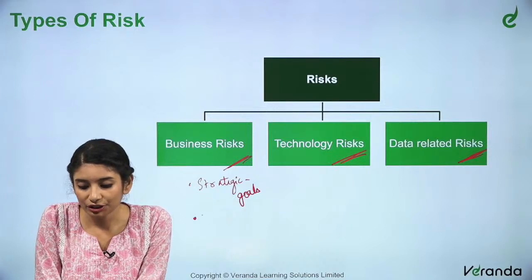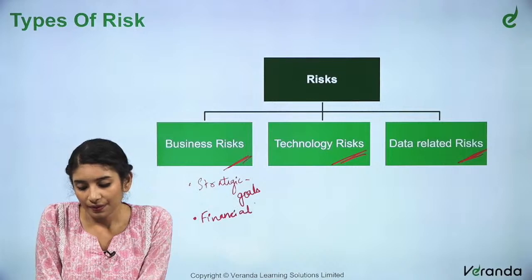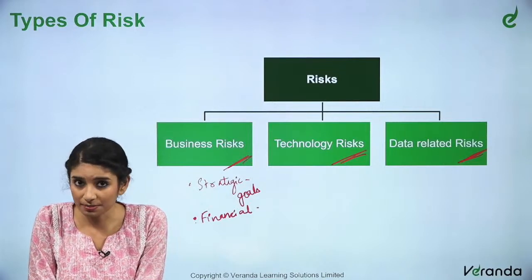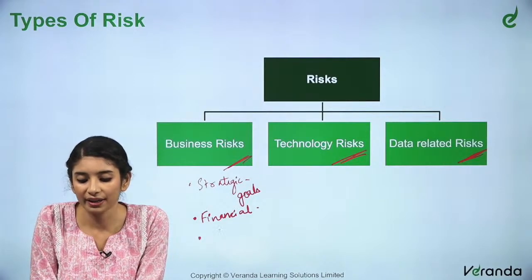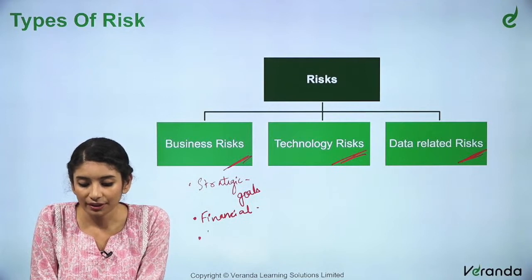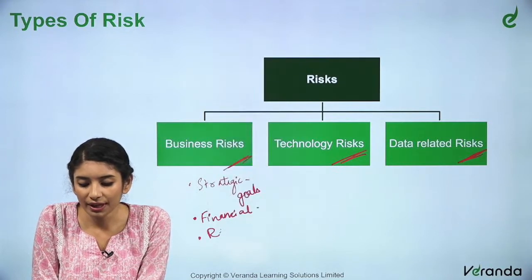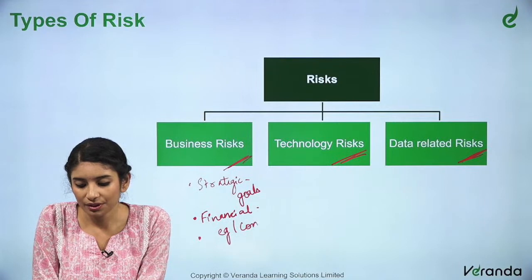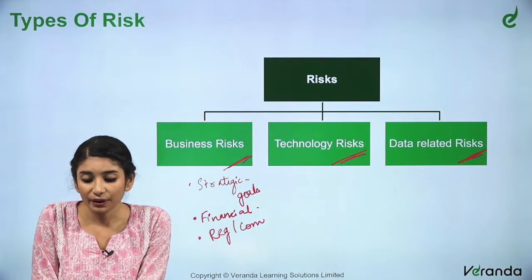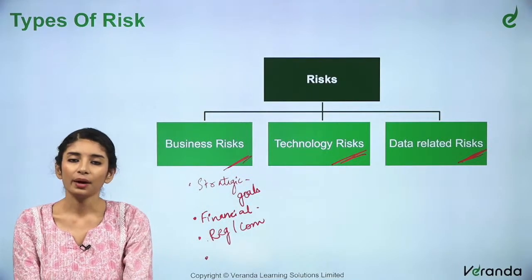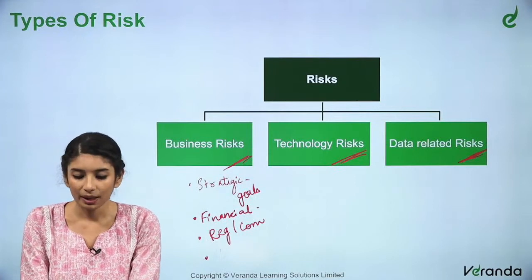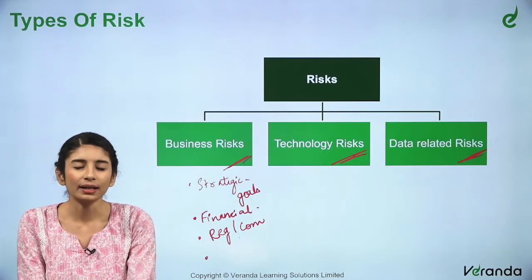After strategic, I have financial risk. Interest rate becomes high; anything that has a negative financial impact. Strategic, financial, then regulatory and compliance risk. If I don't adhere to the laws, then I will have to pay fines and penalties. So, regulatory and compliance risk.